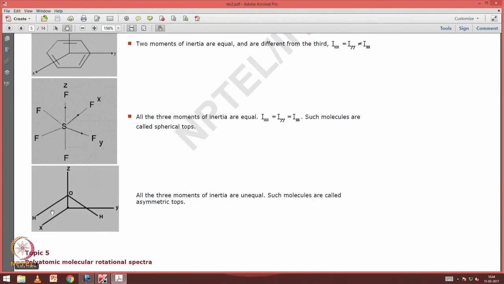Water molecule, if you take, the center of mass of the water molecule is somewhere along the bond angle divider of the H-O-H, right close to the oxygen atom, and therefore you can see that the three mutual principal axes that you have here are x, y and z, and you can calculate the moments of inertia and find out that all three are different. Therefore, water, ozone and simple triatomic molecules, sulfur dioxide and others are all asymmetric tops.